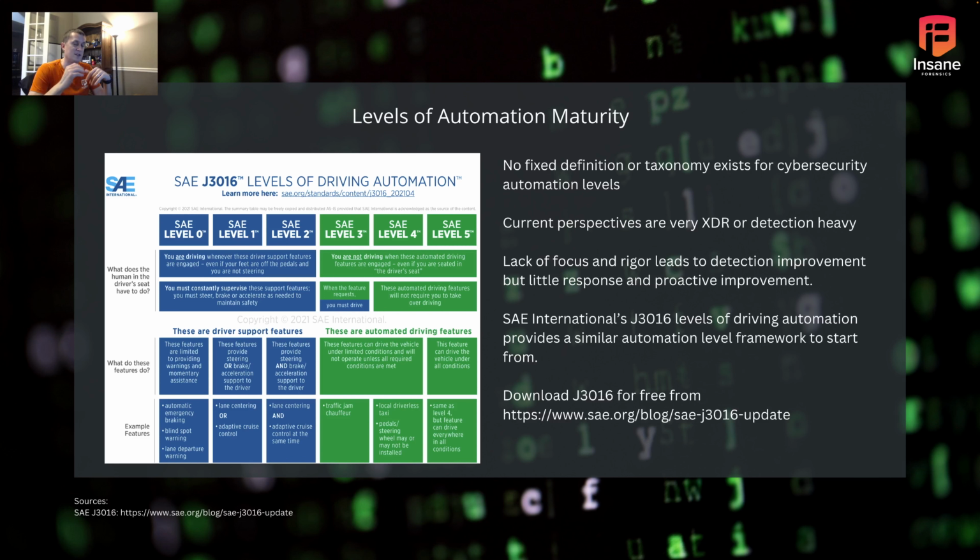It's a great place to start because in cybersecurity, right, there is no model right now. There is no fixed definition or taxonomy of measuring automation, measuring the actual effectiveness, seeing how much of the security program it's actually helping. And because of this, we have this approach where everyone's like, oh, security automation, that's just XDR. That's just this detection pipeline.